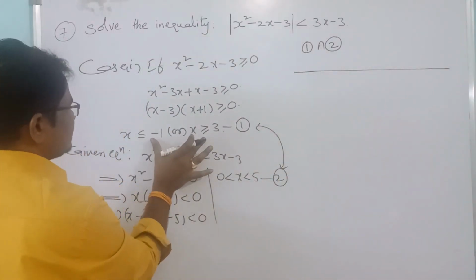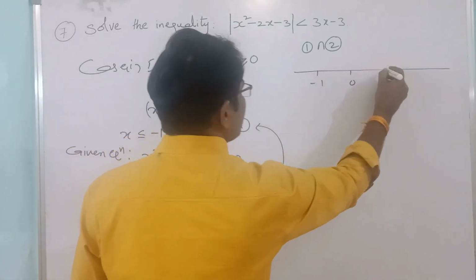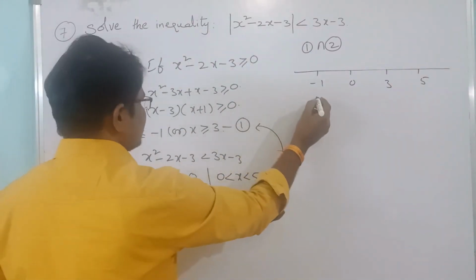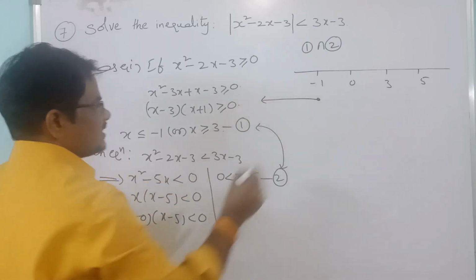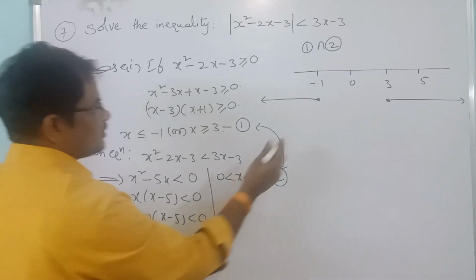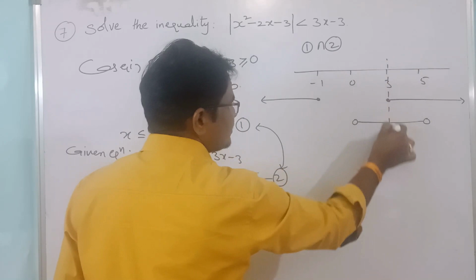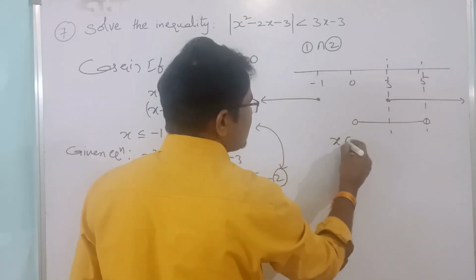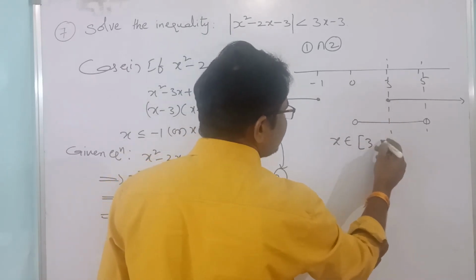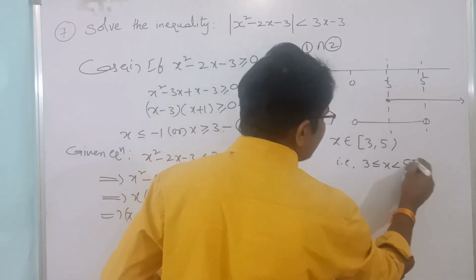That is how to take an intersection. These values you take on the number line: minus 1, 0, and 3, 5. Equation number 1, x less than or equal to 1, means like this. Greater than or equal to 3 like this. And this is the open interval 0 to 5. Now the common values here to here mean x belongs to the closed interval 3 to open interval 5, that is, 3 less than or equal to x less than 5.